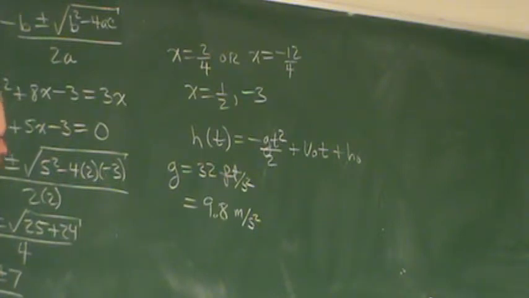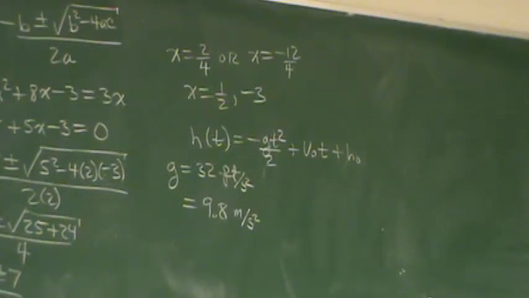But anyway, t is your time in seconds. V sub naught, or v sub 0, is your original or starting velocity. Okay? H sub 0, or h sub naught, is your original height from ground level. All right? Go with me?